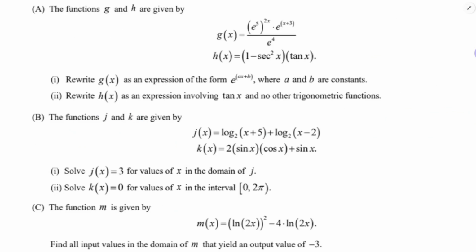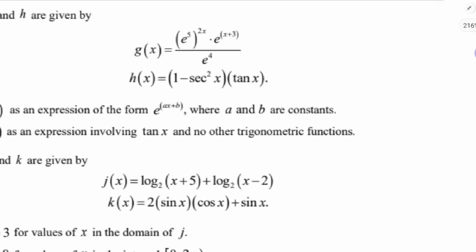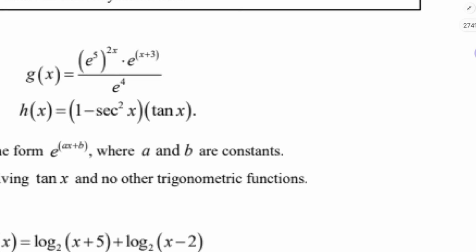Okay, in this next number 4, I've got g and h, kind of more of the same. Got an exponential and a trig. Okay, rewrite g as an exponential of the form e to the ax plus b. Well, I'm going to just start by working on one piece at a time, maybe by working on that power of a power. That's where we multiply the exponents.